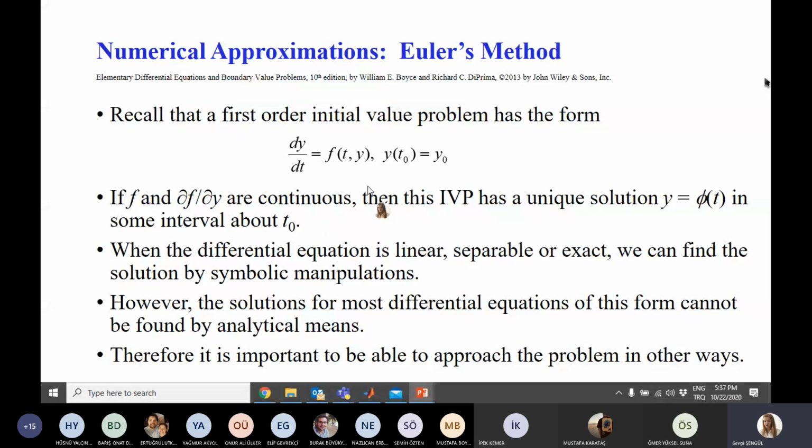And we know that if f and the derivative of f with respect to y are continuous, then this initial value problem has a unique solution in some interval that contains t0, right? We did existence and uniqueness in the last class. When the differential equation is separable or exact, we can find the solution just as we did in the previous courses and today. However, the solutions for most differential equations of this form cannot be found analytically. So we cannot write our solution in y equals f of x form. So now we need to find ways to approach our solution.